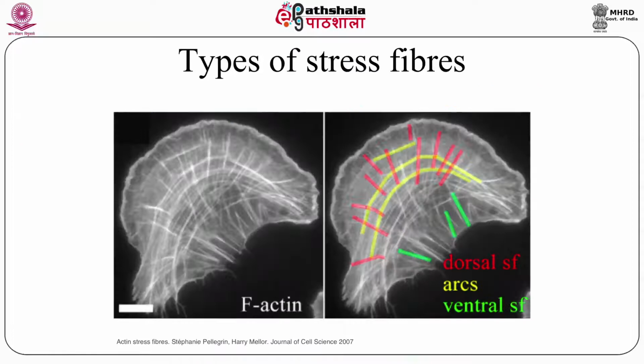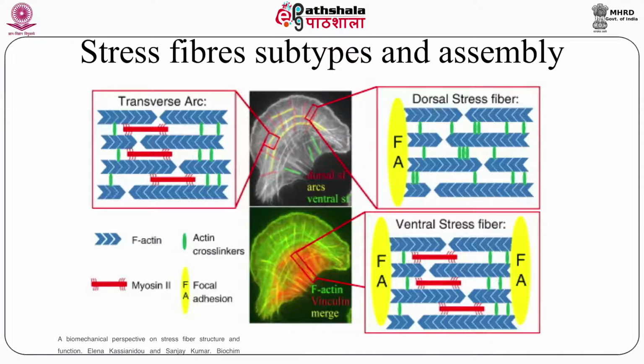In this image, you can appreciate the different types of stress fibers. This is an osteosarcoma cell stained for F-actin and displaying the three categories of stress fibers. You can see the dorsal stress fibers marked in red, the ventral stress fibers marked in green, and the transverse arcs marked in yellow. In this image, you can see the different subtypes of stress fibers along with the assembly.